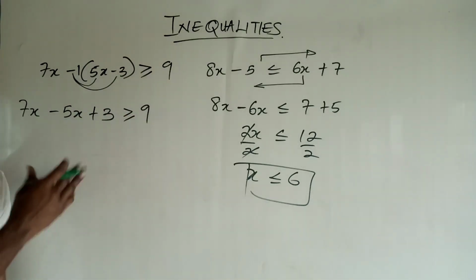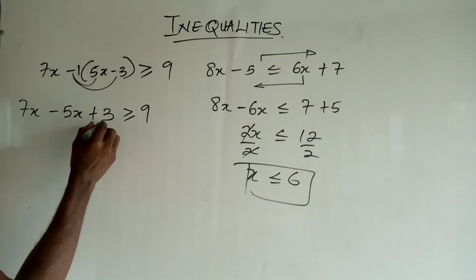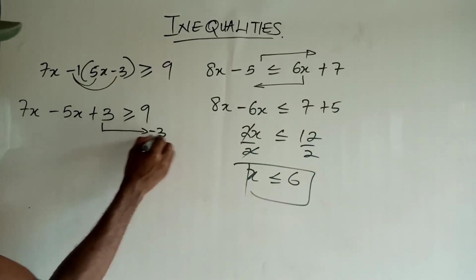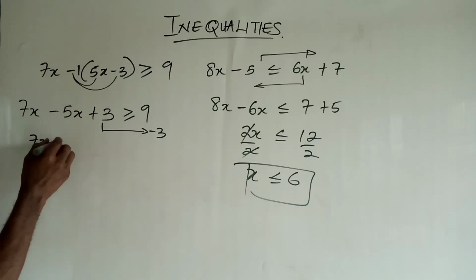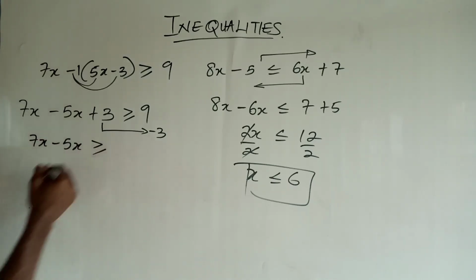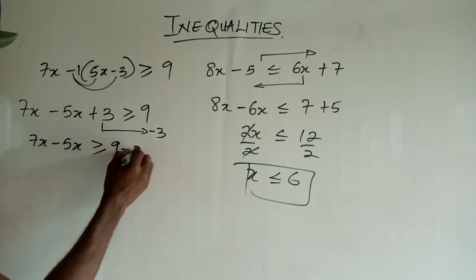And the next thing you want to do is to collect like terms. You take positive 3 to the other side, it becomes negative 3. So you have 7x minus 5x is greater than or equal to 9 minus 3.